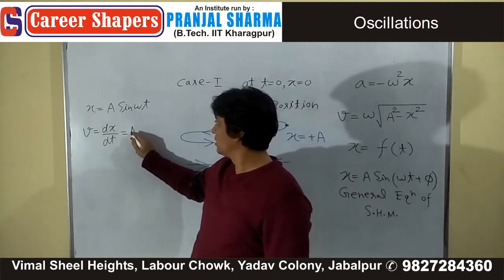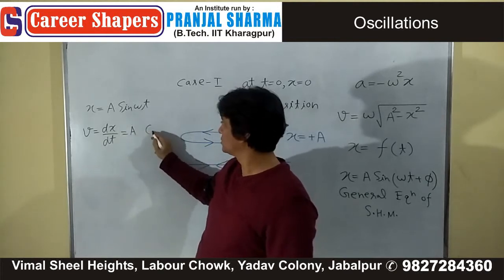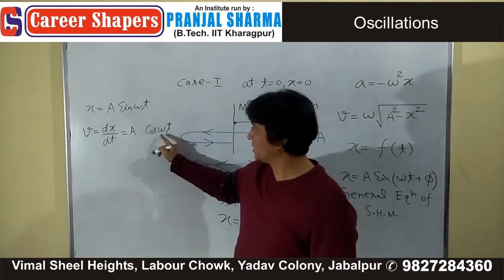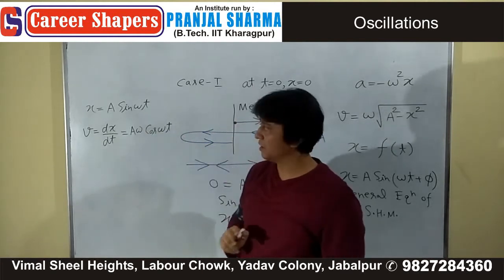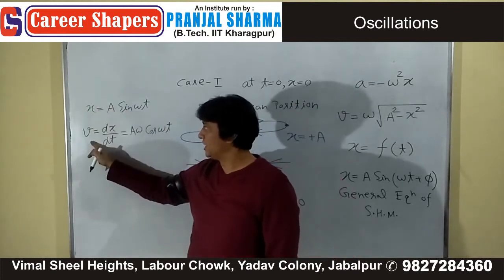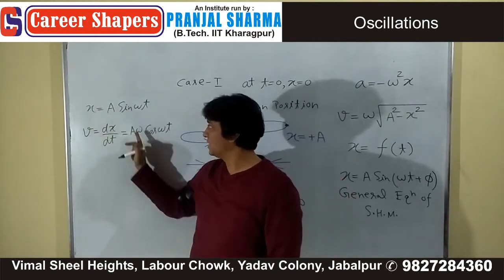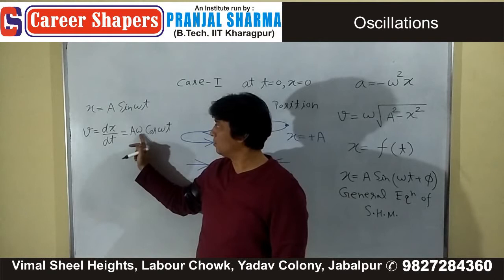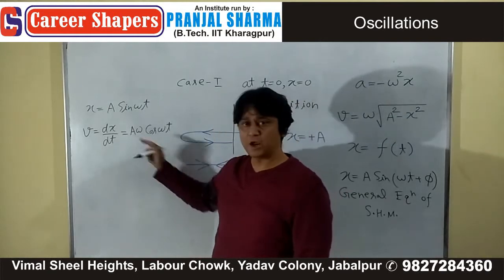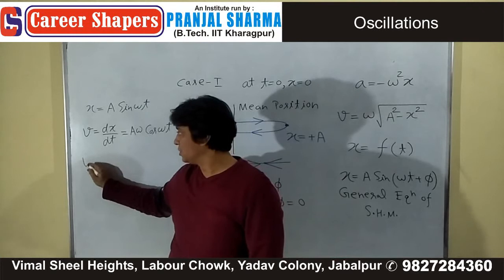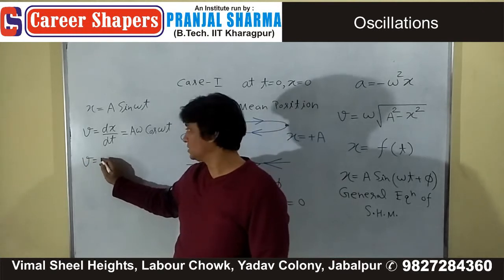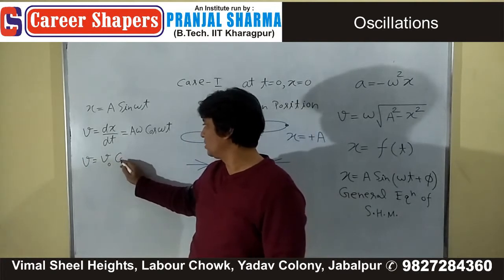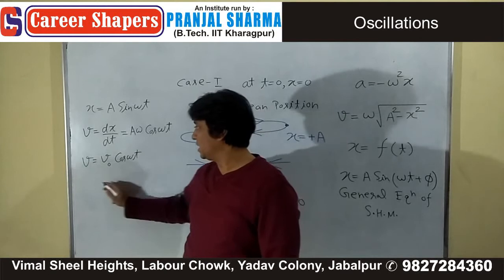Differentiate this thing. What is differentiation of sine? Cos. And then you need to multiply with the coefficient of t, that is omega. So dx upon dt will give you what? V. A sine, its differentiation is cos, coefficient of t, multiply the whole thing. What is A omega? A omega, you know, was what? Maximum velocity. Let's represent it with V naught. Then you got V as V naught cos omega t.